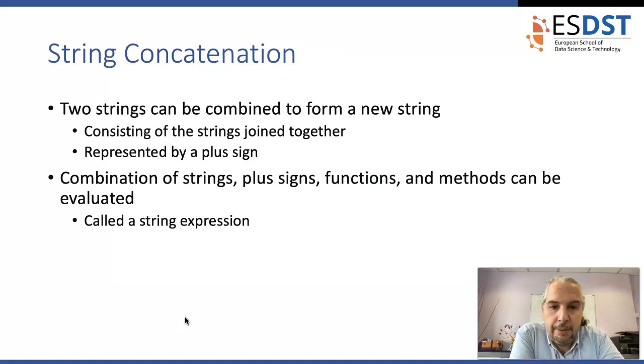We saw in the abracadabra example before that two strings can be combined to form a new string. And this can be represented by the plus sign. We can have a combination of strings, plus signs, functions and methods to be evaluated together if we want to. But we need to be careful because the plus sign does not add any spaces. Any combination of strings, plus signs, functions together is called a string expression.